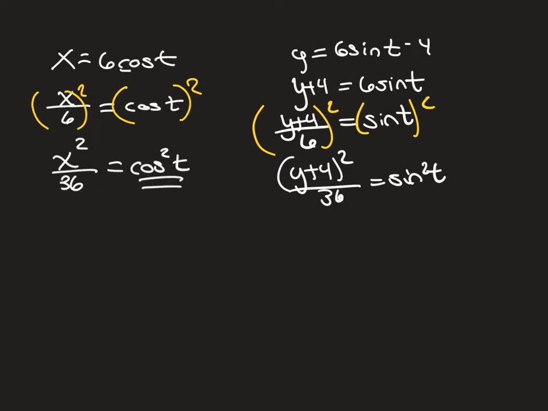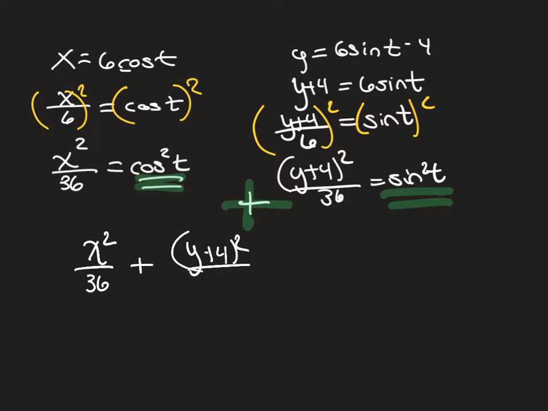So here's my cosine squared, plus, actually, let me do this in color here. Here's my cosine squared right here plus my sine squared stuff, and that's going to equal 1. But instead of writing cosine squared, I can write x squared over 36 plus y plus 4 squared over 36 equals 1. And since we can tell this is a circle because the denominators are the same, I can multiply the 36 over and get x squared plus y plus 4 squared equals 36. So we can now tell this is a circle. This is what you would write on the line for line B.